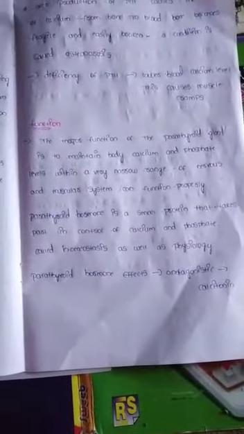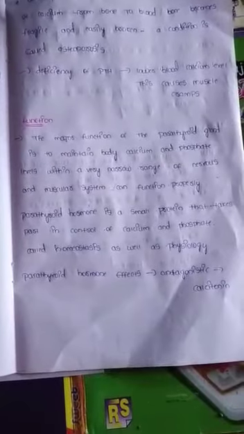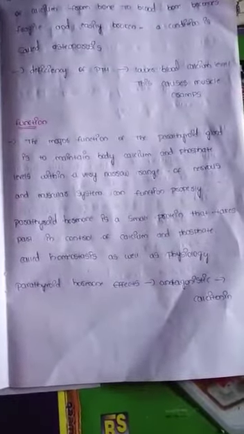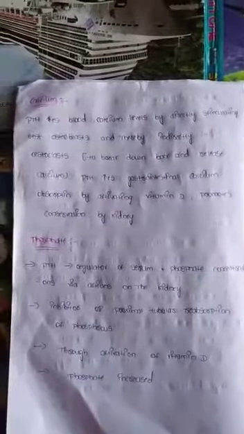Now, the function of the parathyroid gland. The major function of the parathyroid gland is to maintain calcium and phosphate levels within a very narrow range so that the nervous and muscular systems can function properly. Parathyroid hormone is a small protein that takes part in controlling calcium and phosphate. This is also called homeostasis. Parathyroid hormone acts antagonistically to calcitonin in calcium regulation.